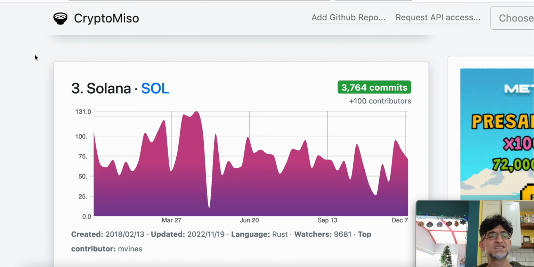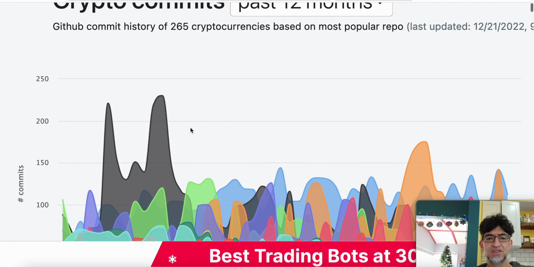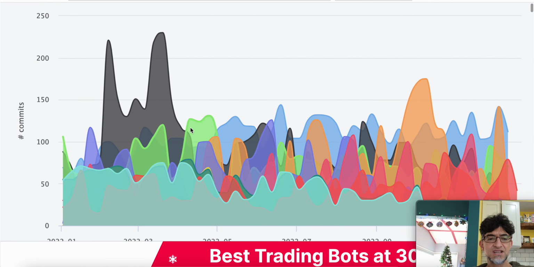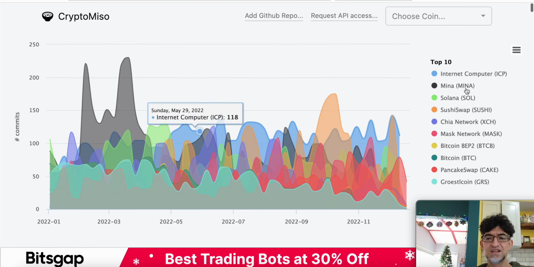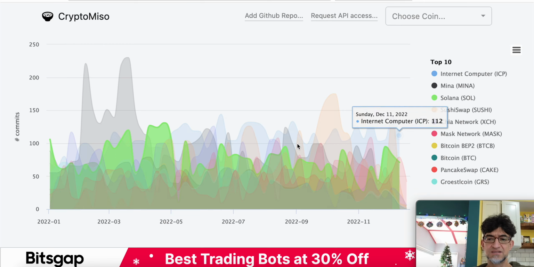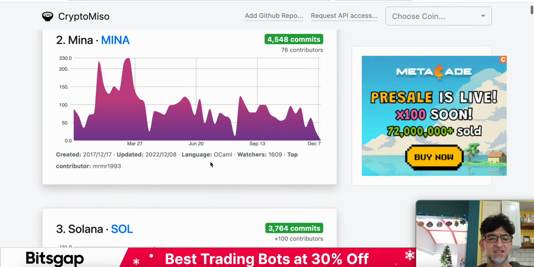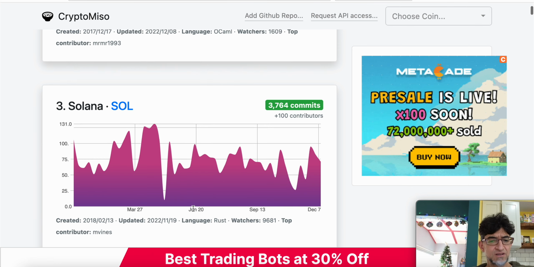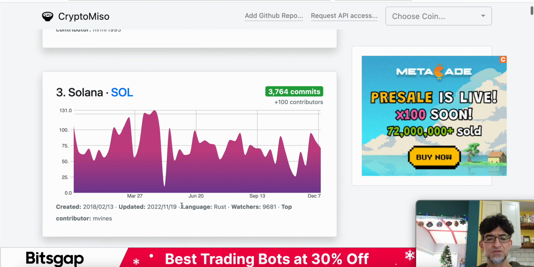Another place to look is Crypto-Miso. I like this a lot. And if you look up here, they show the top 10 chains in terms of developers, and you can see Solana's right here. So that's a good sign. One thing I want to point out when you're looking at this is always look at the date. If you look at the bottom here, it says updated 2022 11/19. But some other ones were updated in December. So you want to make sure you get the most recent date.